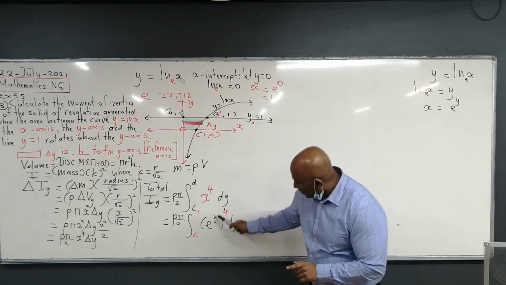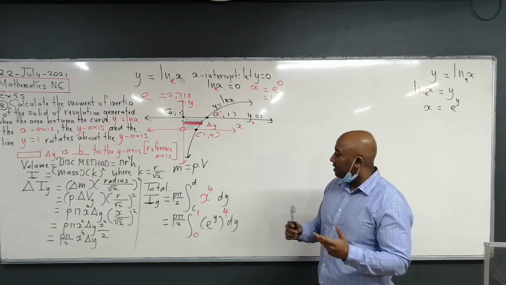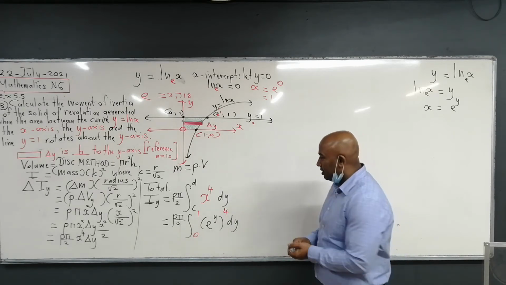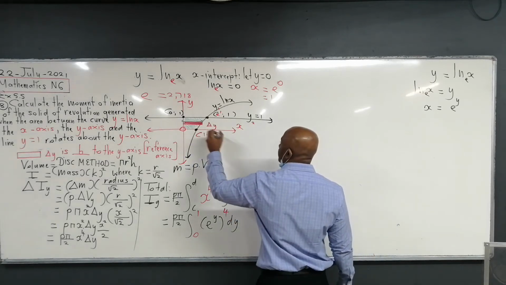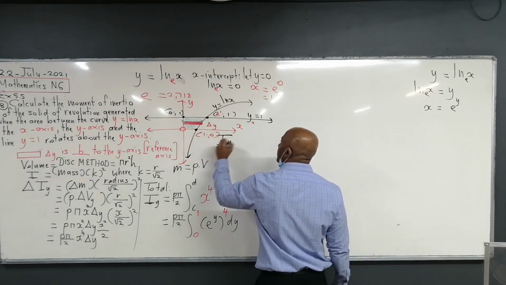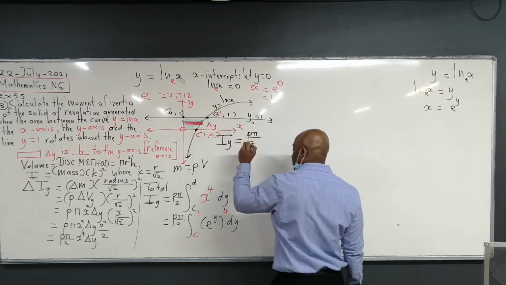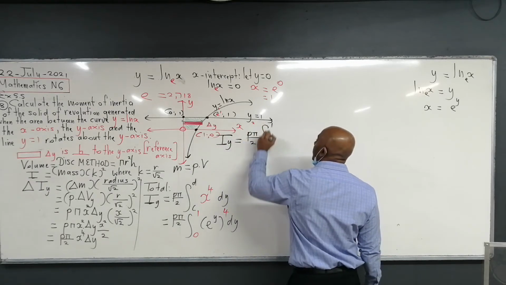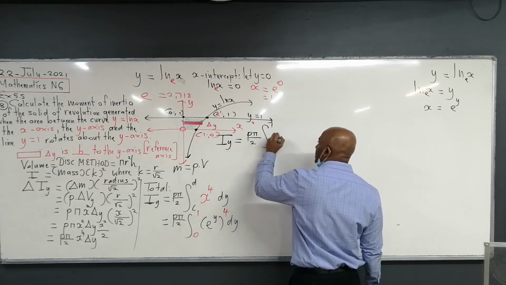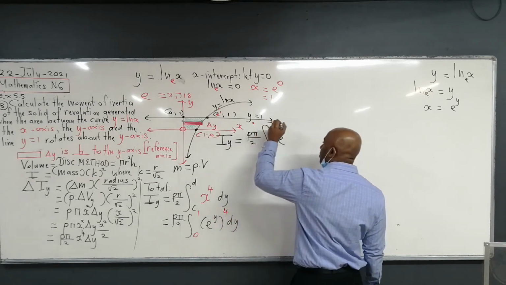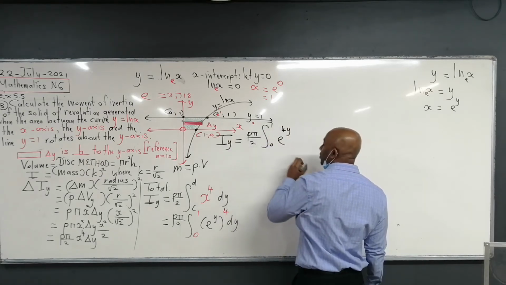So if you have a power raised to a higher power, what is the rule? Multiply the exponents. Therefore, I got my p pi over 2, that's my 1, 0. Write down the base, multiply the exponents. 4 times y will be 4y.